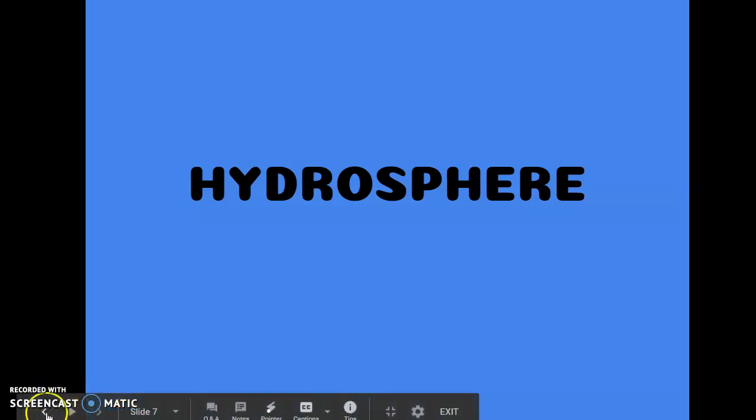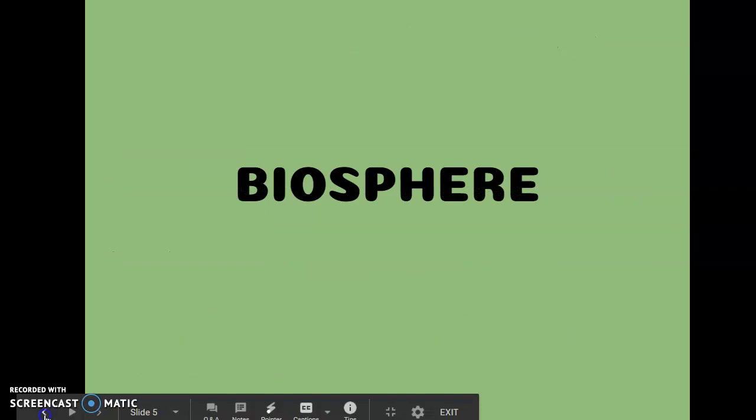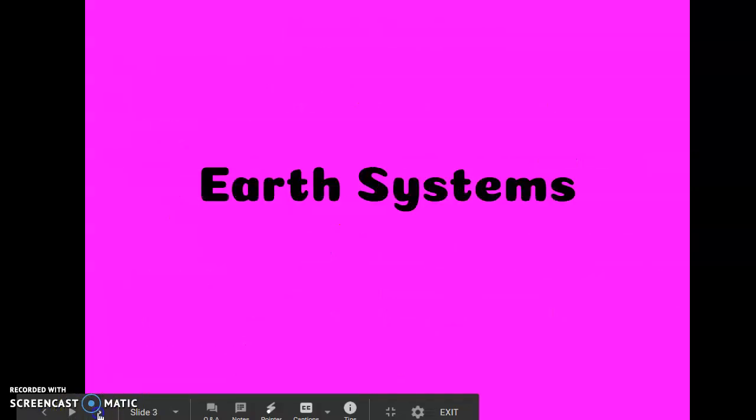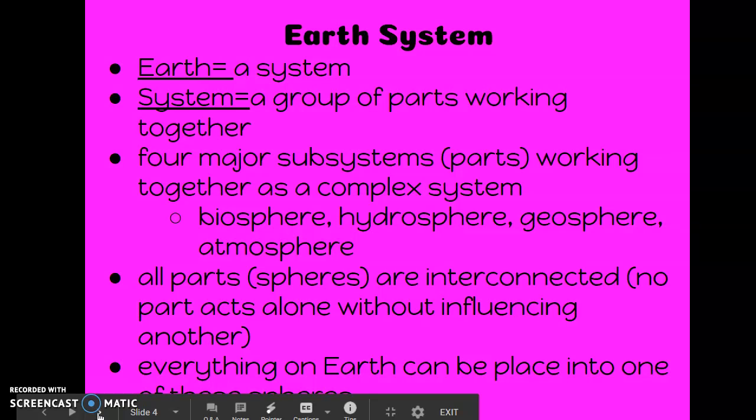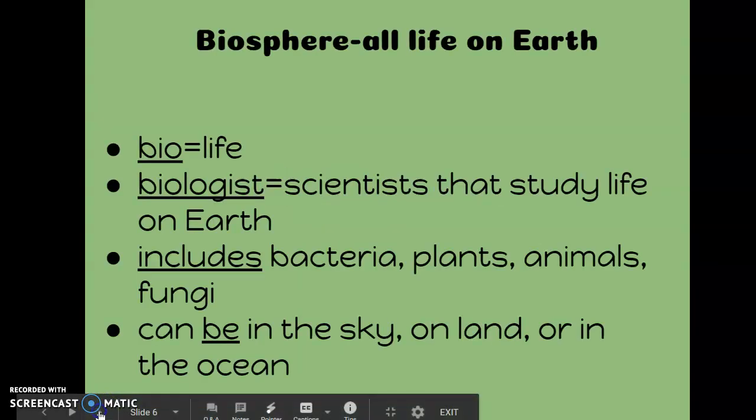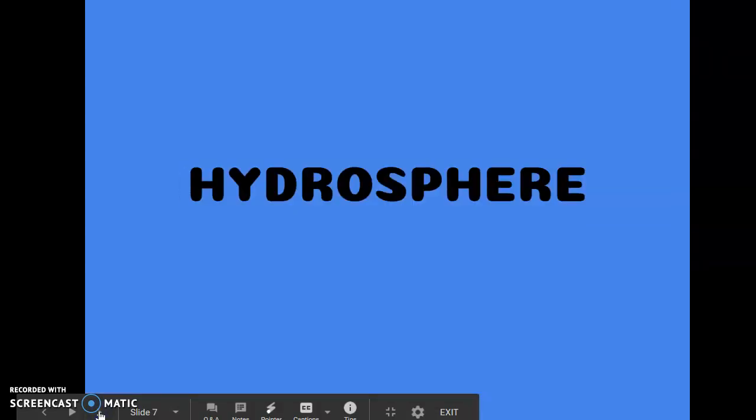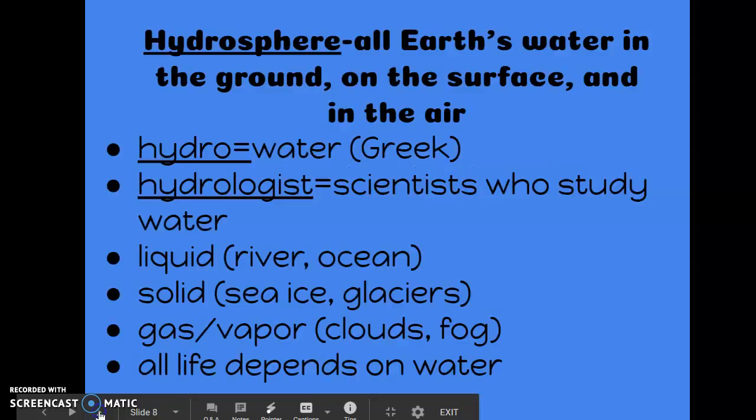So the other day, we focused on just Earth systems in general, that we recognize that Earth is a complex system that is made up of the 4 subsystems and that they all are connected and influence one another. And we focused on the biosphere, which was all life on Earth. And today we're going to move into the hydrosphere. So you'll notice that my color now is changed to blue. I would encourage you to also use blue if you are color coding your notes like I suggested.